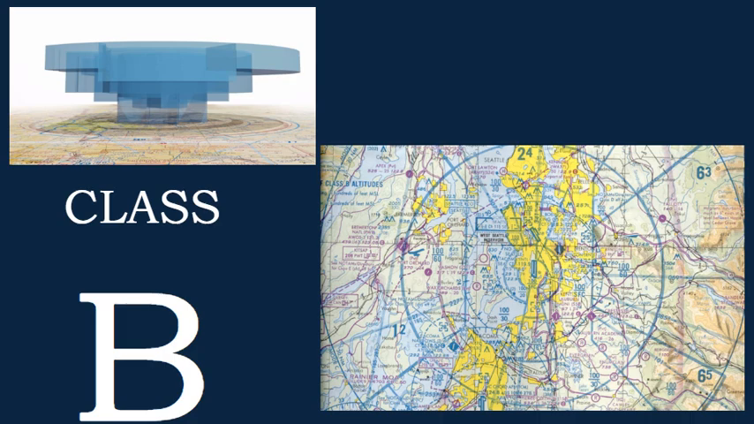Class B airspace is identified with solid blue lines on the map. It surrounds major airports like New York's JFK, Atlanta's ATL, and Los Angeles' LAX. The shape is like an upside-down wedding cake. And Class B airspace always requires authorization for drone flights.